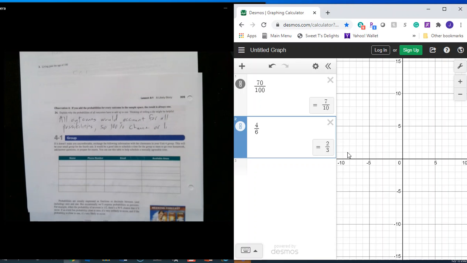Now, one other thing that I don't believe that I stated that needs to be stated is that when you're dealing with probabilities, probabilities are written as fractions. They're not written as percentages. So that is something that you need to bear in mind as well.